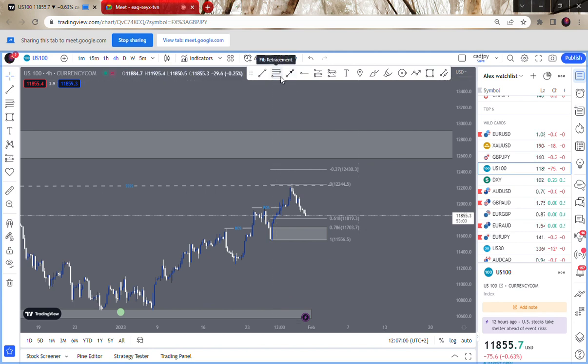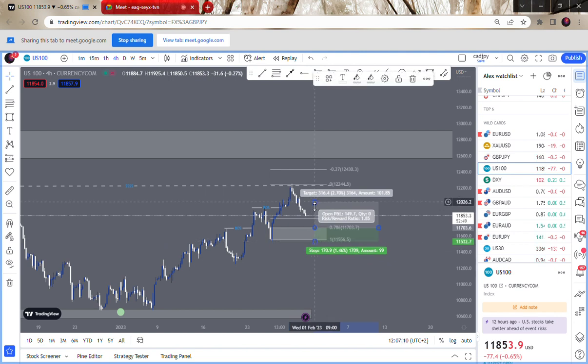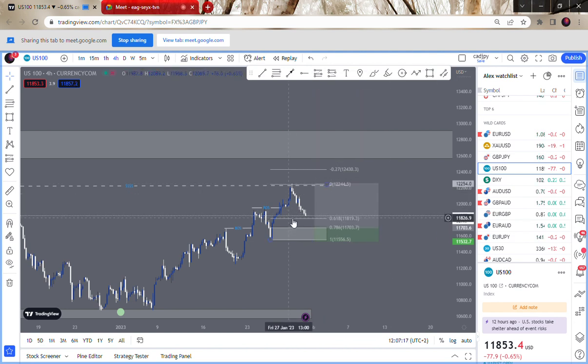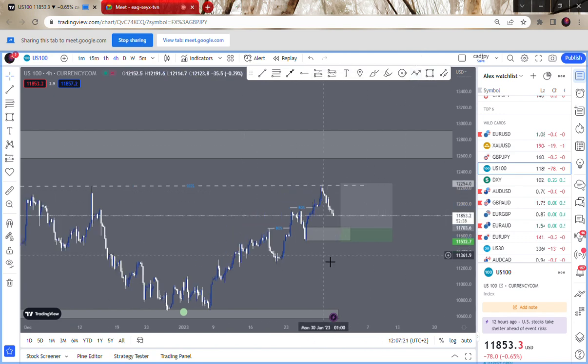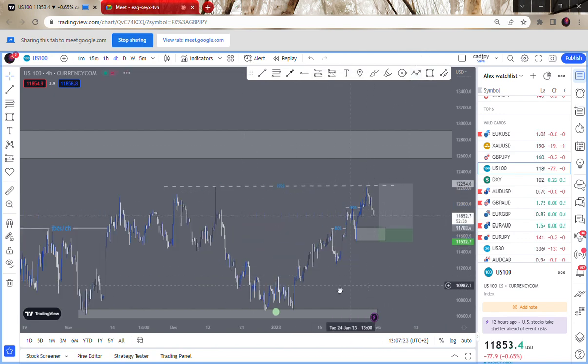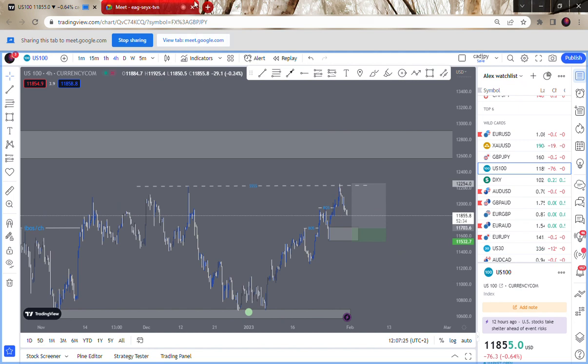So what we'll be waiting for right now is for the market to come and tap this area on this US100 and target the top. Simple as that. And target the top. Simple as ABC. Right, so that's a short one.